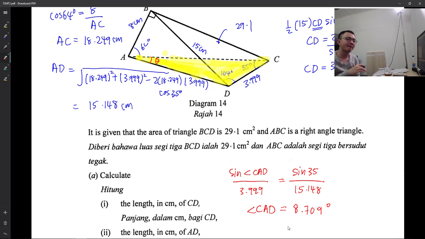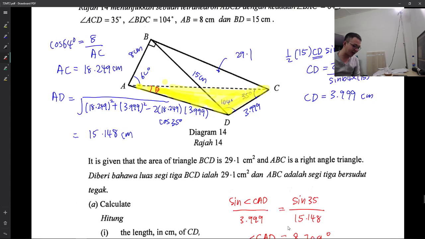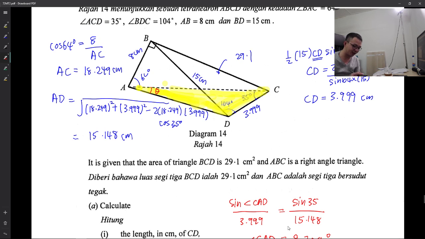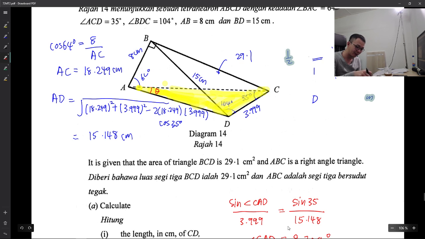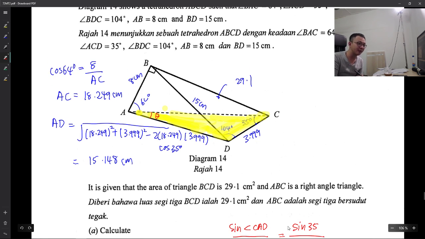Then the last thing is the ambiguous case. The point C lies on AC such that DC equals DC. Sketch the triangle ADC. The new C will lie on the line AC. Right now I'm going to draw out this triangle over here. I will need some space, so please allow me to erase all of this. And I hope I do not block it.